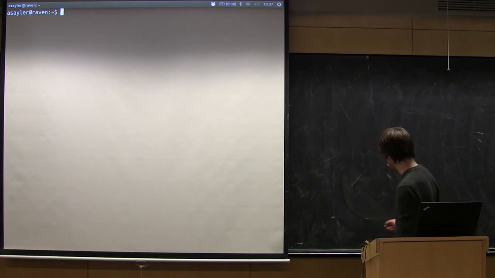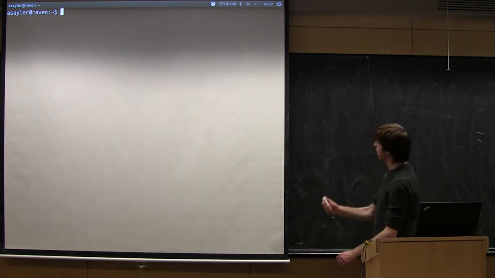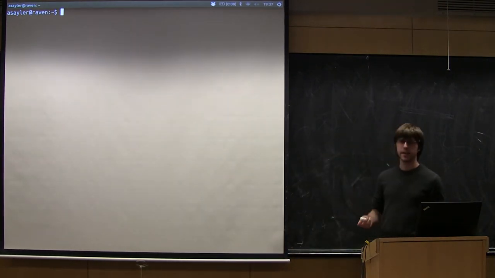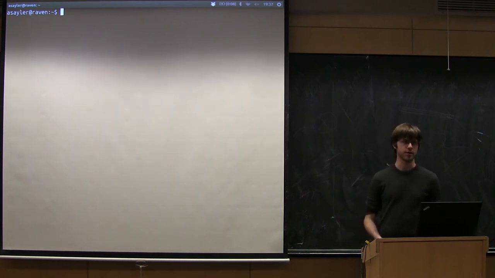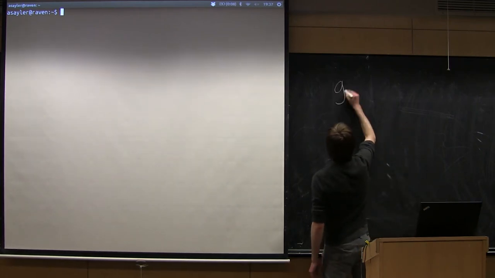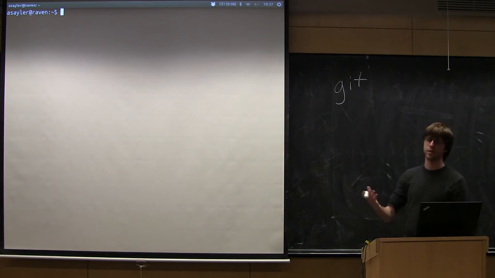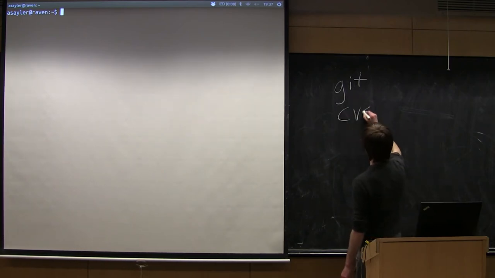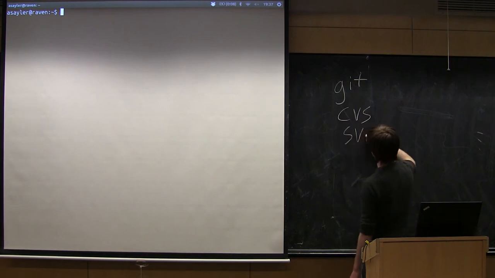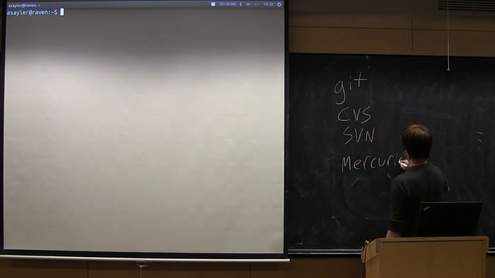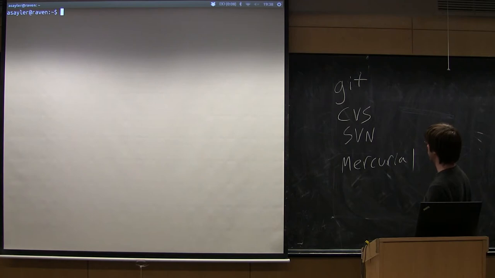So the place to start is, what is Git and what is a version control system? Git is one of a number of programs that do similar things. All of these are what we call version control systems. The other ones that are out there are something called CVS, something called SVN, something called Mercurial, because they didn't pick a three-letter acronym like everyone else.